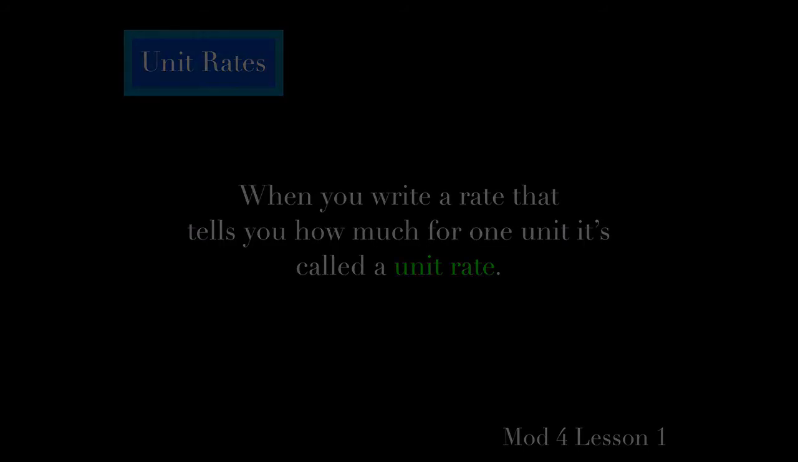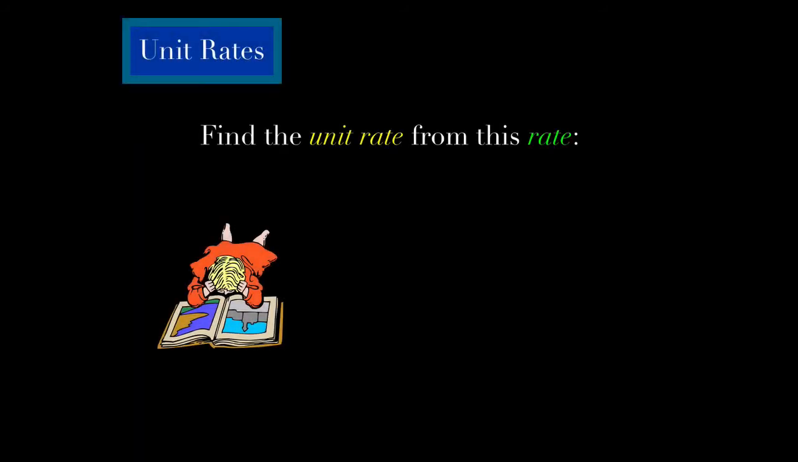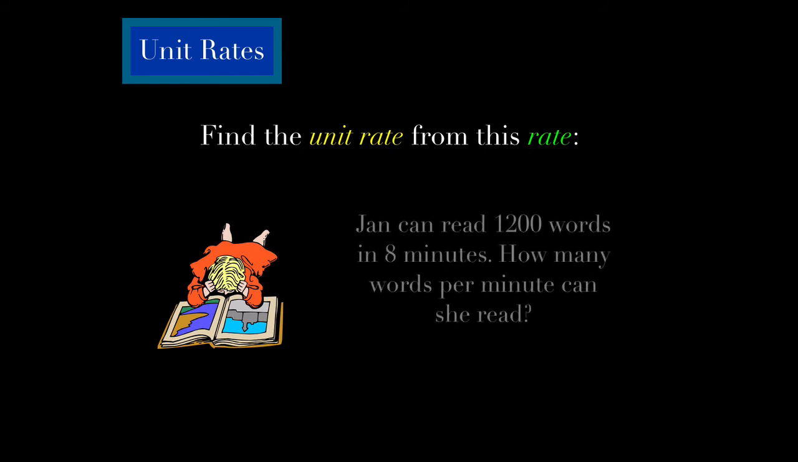All right, so let's take a look at an example. Let's say we have this girl. She's reading a book, right? We're going to find a unit rate. So this girl named Jan, she can read 1,200 words in 8 minutes. So that means 1,200 words to 8 minutes is the rate.